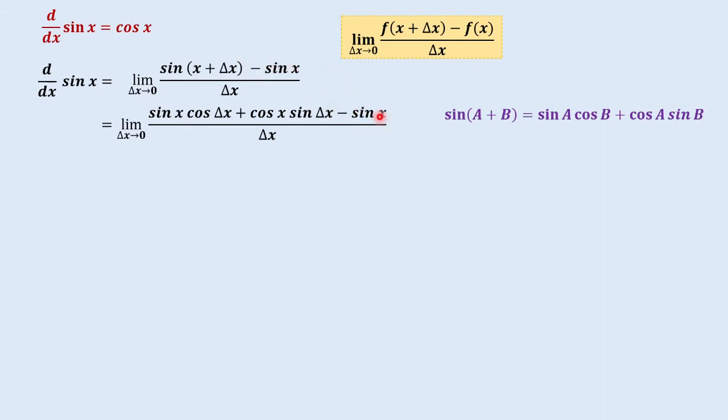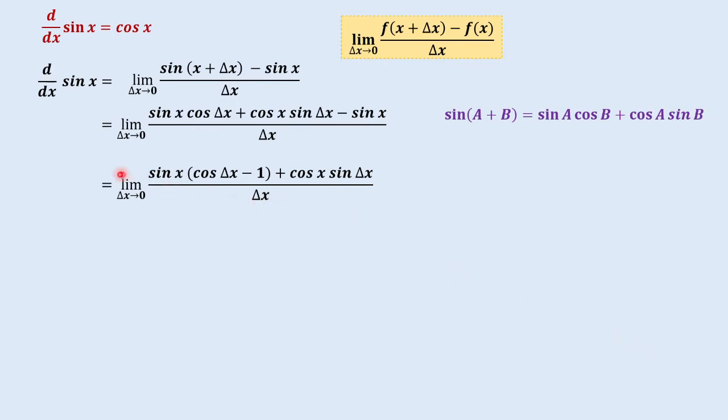We just need to copy this over delta x. Notice that sine x cosine delta x and then this term negative sine x has a common factor, which is sine x. So factoring that out, we can have sine x times cosine of delta x minus 1. So if we try to distribute sine x to the inside terms here, we have sine x times cosine of delta x is this part, and then sine x times negative 1 is negative sine x. And then let's just copy this cosine x times sine of delta x over delta x.